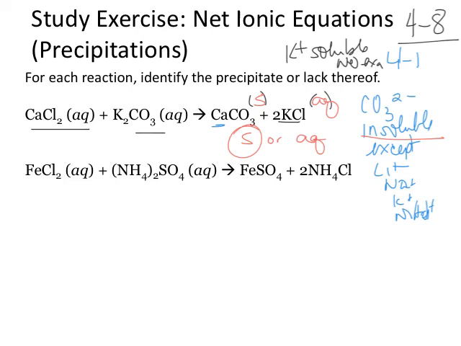The next problem, they've already paired up the different cations with the anions and balanced the equation. So our goal is to figure out what would go in these parentheses. So we have to apply our memorization from table 4.1. And so the first thing we're going to look at is the sulfate. And what is the rule on sulfate? They're generally soluble.